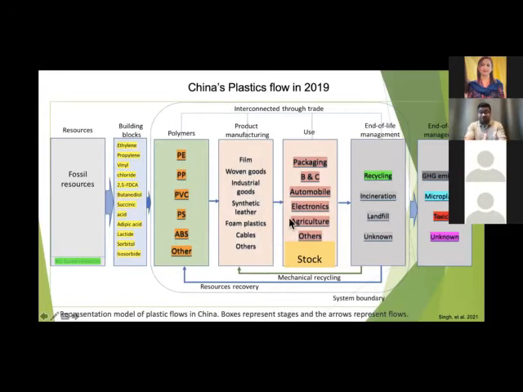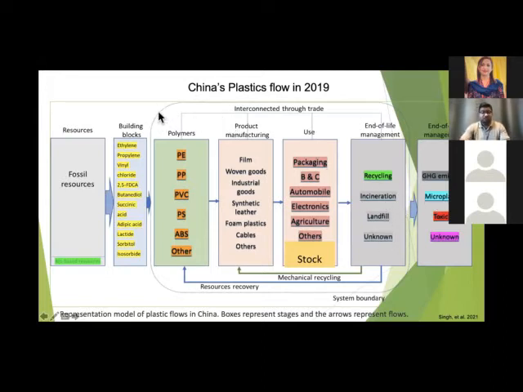After manufacturing, it goes for the use stage, where the plastic is consumed by use sectors like packaging, building and construction, automobile and transportation, electronic goods, agriculture, and others. Then it goes to recycling, how they manage the end of life well. So here it depends on recycling and other things.